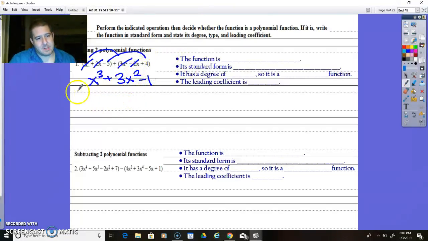Now, when looking at this, this is a polynomial. All its coefficients are real numbers. All of its exponents are whole numbers. It's already in standard form. I already did that. It has a degree of 3, so it's cubic. And the leading coefficient is 1. Because remember, I put a 1 in front because anything times 1 is itself.